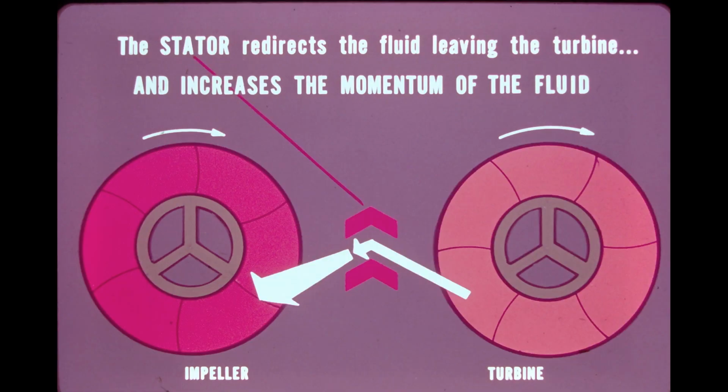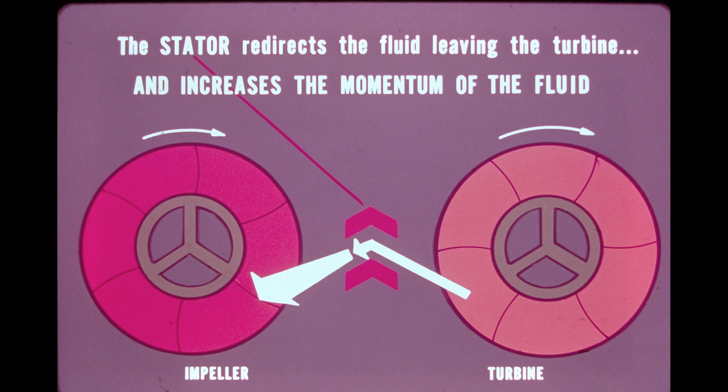However, turbine flow is not permitted to take the path of least resistance. Here's where the stator becomes important. In order to use the energy of the fluid coming from the turbine, the stator must remain stationary and redirect the flow to enter the impeller in the direction of impeller rotation.